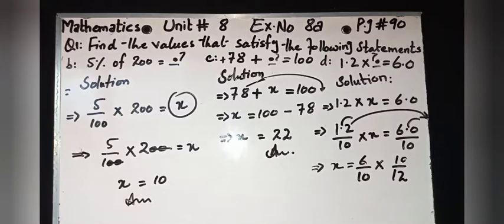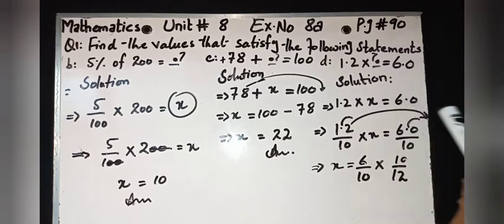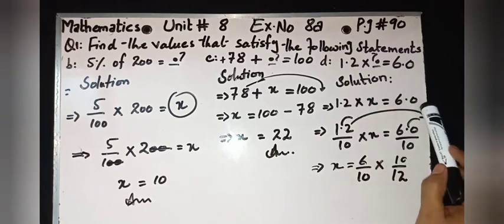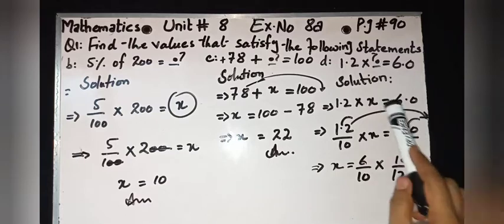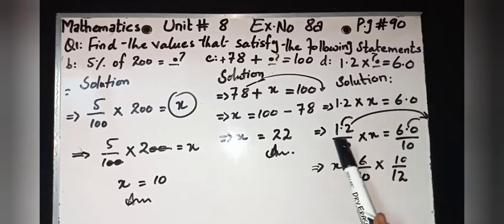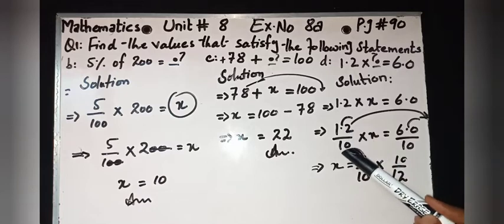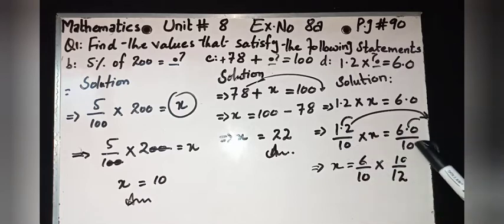Okay, listen class 6. 1.2 multiplied by x is equal to 6.0. The question is given. This part is missing, so we write x over here. We find the value of x. Remove the decimal, on both sides we remove the decimal. 1.2, remove the decimal, 12 upon 10, and 60 upon 10. Point is clear: remove the decimal, write in fraction form upon 10.